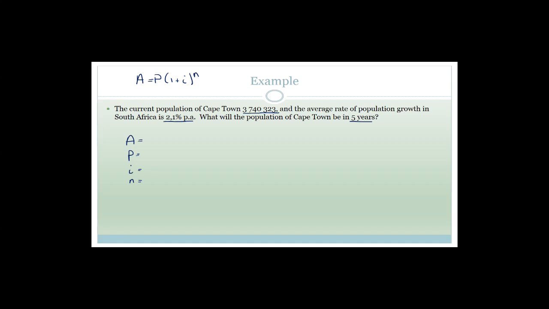Okay. So now, the current population is 3,740,323. They want to know what it will be in 5 years. So this is what they want: the amount in 5 years. The interest rate is 2.1% per annum.